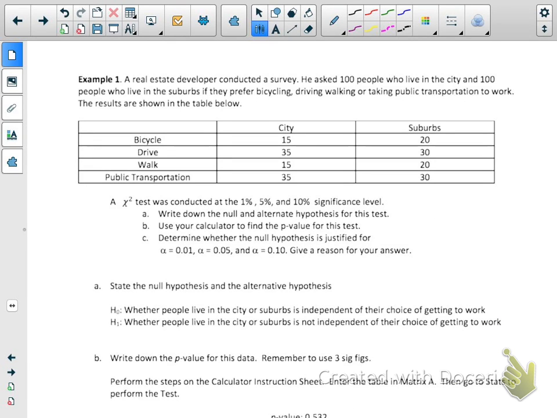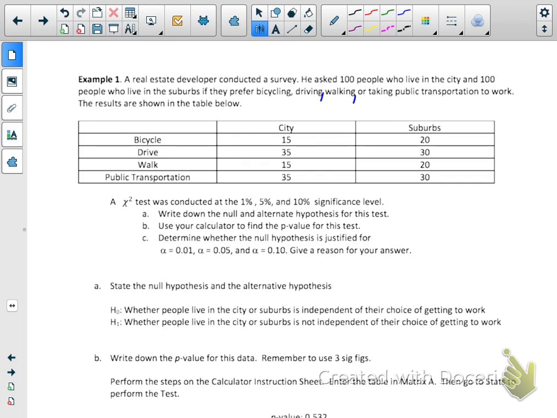So we have a real estate developer that's conducting a survey. They asked 100 people who live in the city and 100 people who live in the suburbs if they preferred bicycling, driving, walking, or taking public transportation. I think I'm missing some commas in there, sorry. And the results are shown in the table below. So here are 100 city people, our 100 suburbs, and so on.